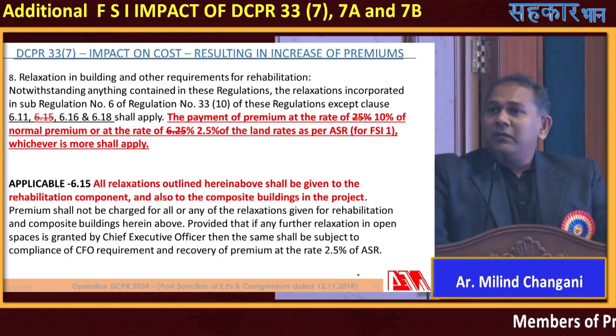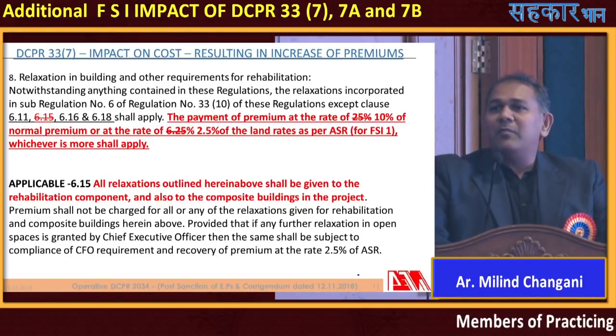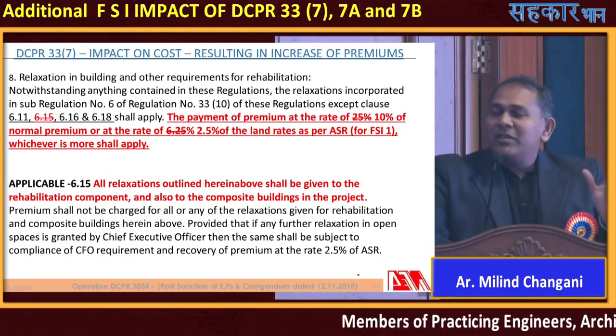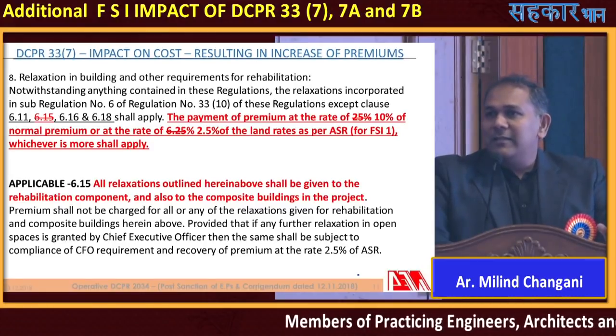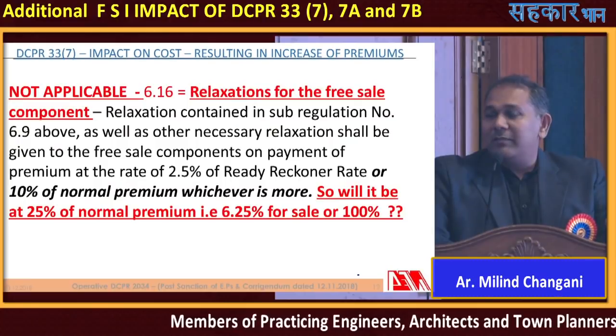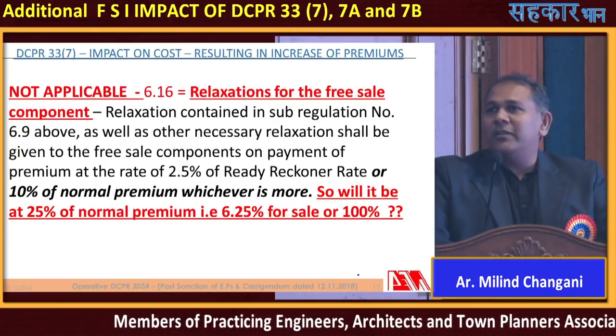But in case of sale and rehab being proposed separately, when the calculation of the composite building is done wing-wise, then the sale building will entail a premium as per 100%. That means if today you are paying 30 lakhs, tomorrow you're going to pay 3 crores.